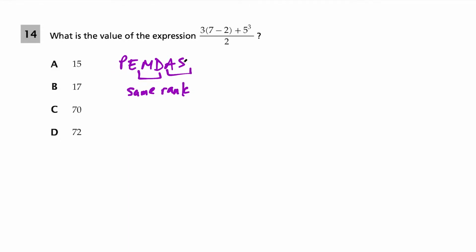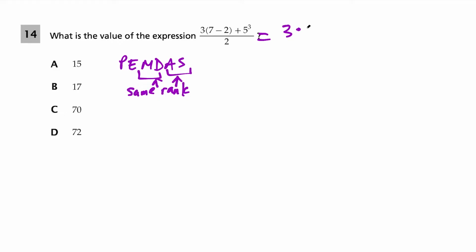And then if all that's left is addition and subtraction, we could also say that addition and subtraction have the same rank. So if there's only addition and subtraction left, you could just do that from left to right. So now looking at this, right away what jumps out at me is that we have a parenthesis expression here. So I would simplify that first.